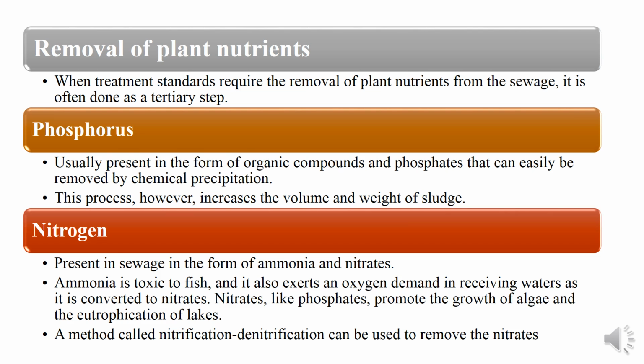Nitrogen. It is present in sewage in the form of ammonia and nitrates. Ammonia is toxic to fish and also exerts an oxygen demand in receiving waters as it is converted to nitrates. Nitrates, like phosphates, promote the growth of algae and the eutrophication of lakes. A method called nitrification and denitrification can be used to remove the nitrates.